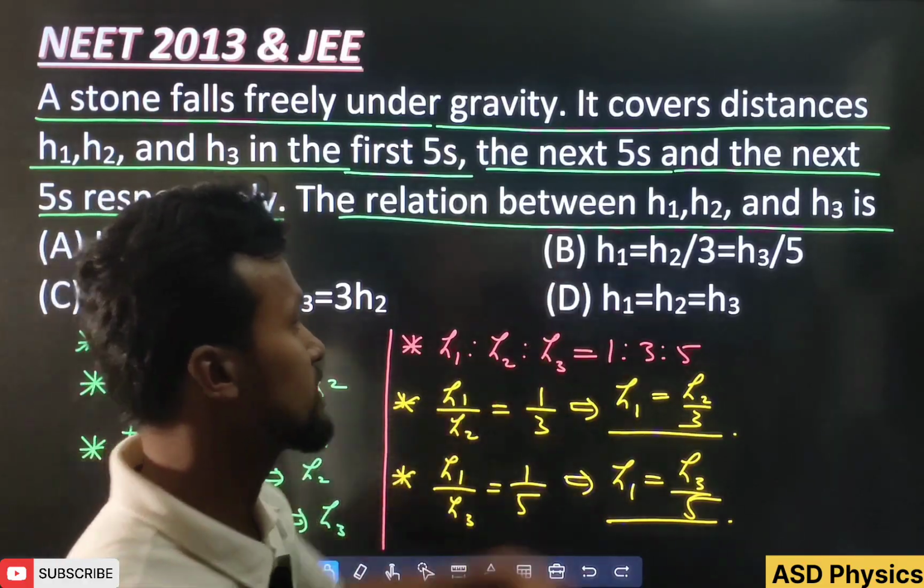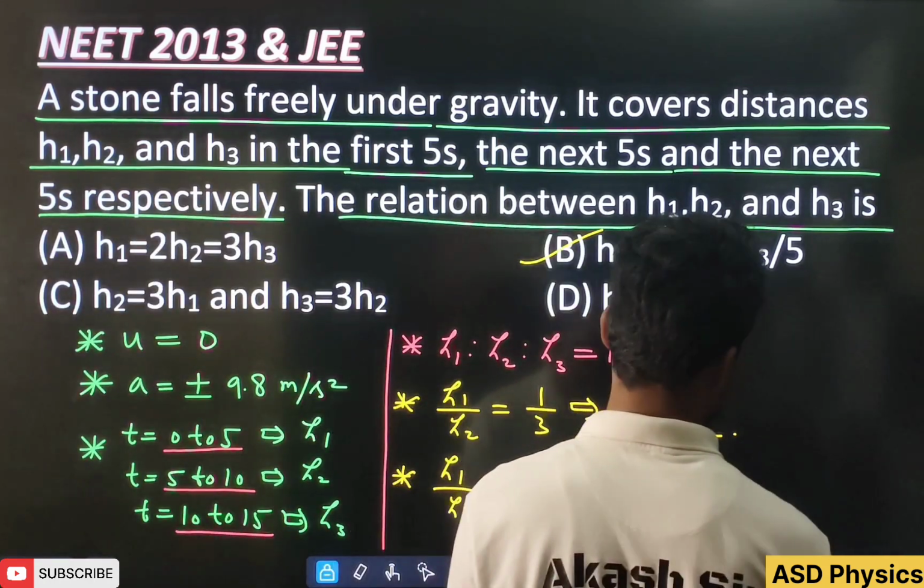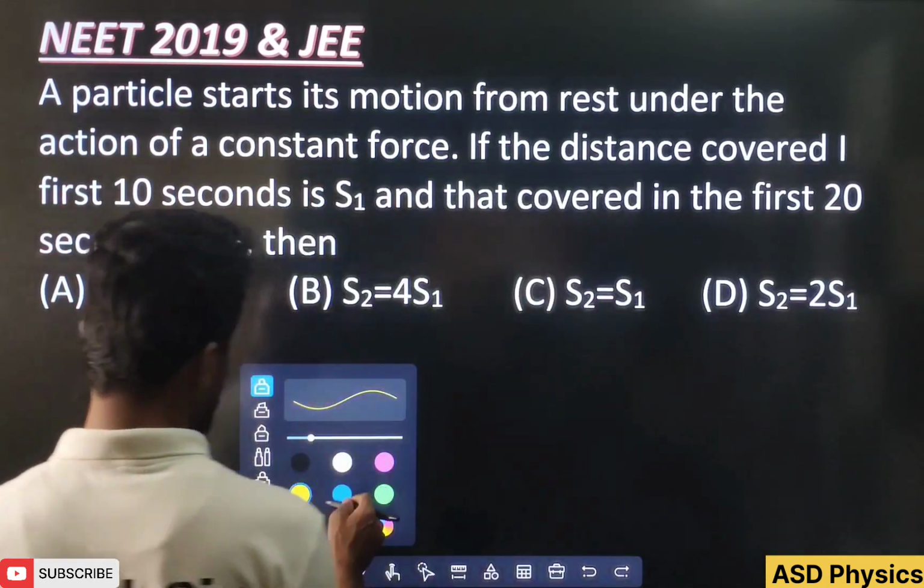Which option is correct here? You can see very well. The correct option is here. Option B is the answer. Galileo's law of odd numbers. Without drawing the diagram even we are doing here. Now see the next one.